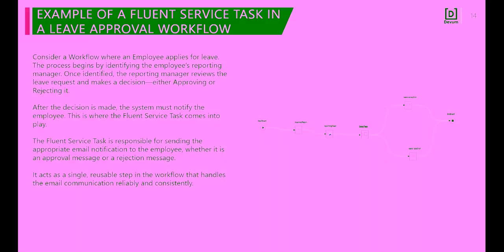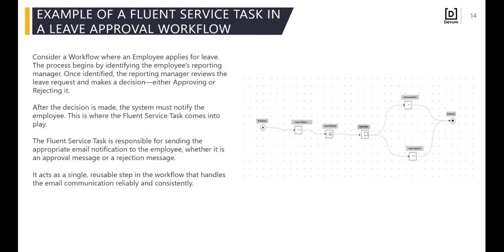For example, in a leave approval workflow, once the reporting manager approves or rejects the request, a Fluent Service task is triggered to send the appropriate email to the employee. Whether it's an approval notice or a rejection message, this task handles communication reliably and consistently every time. By breaking complex operations into these modular steps, Devum allows you to build sophisticated workflows with incredible flexibility, without sacrificing the speed and simplicity of a low-code platform.